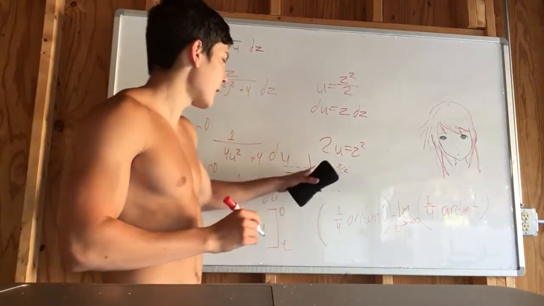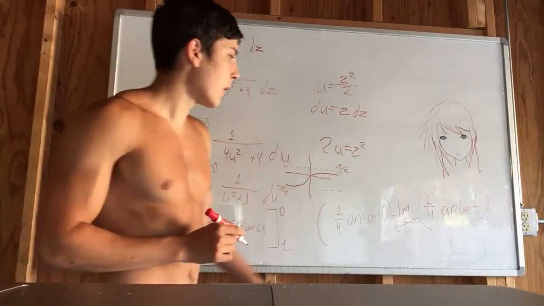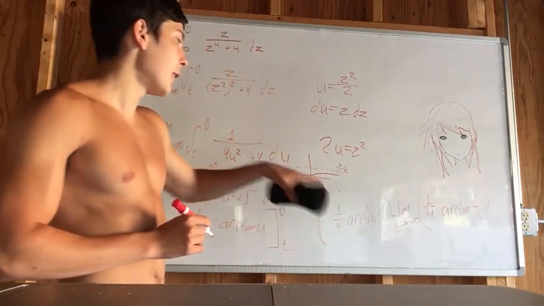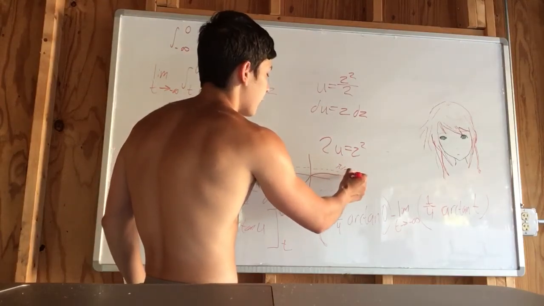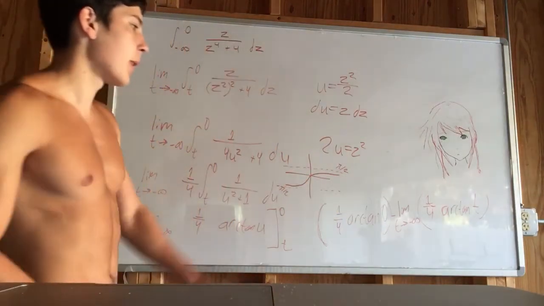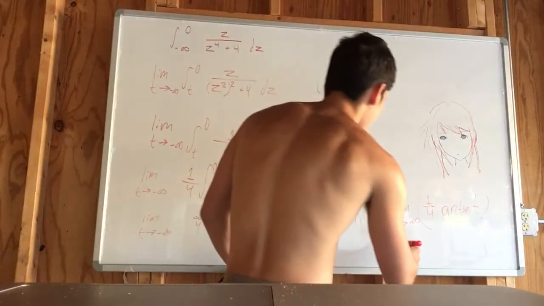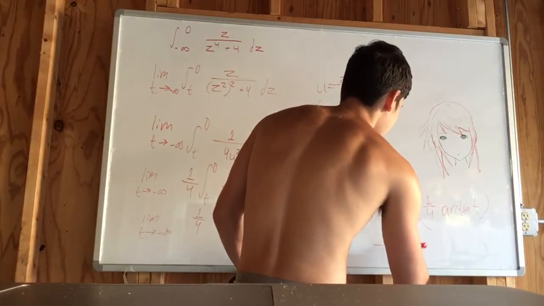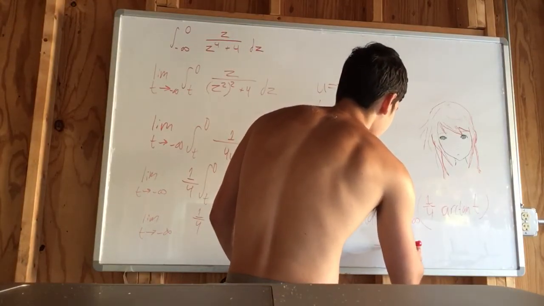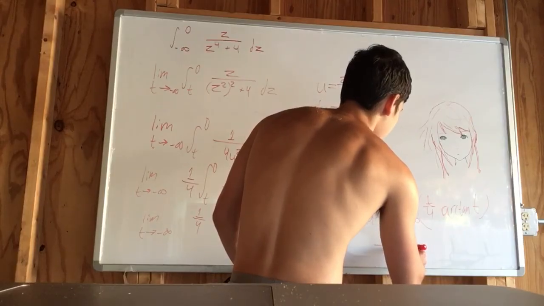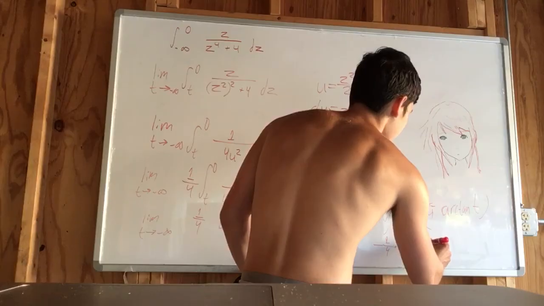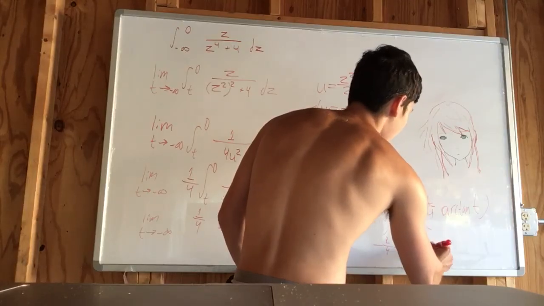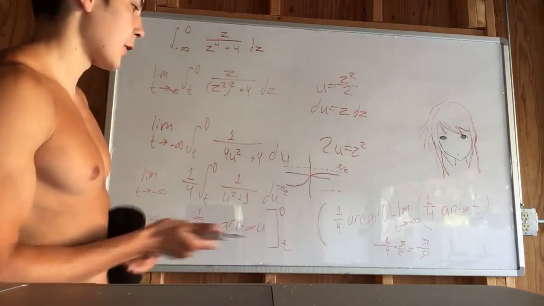So when we plug in 0, we get 0. When we plug in infinity, it just keeps getting closer and closer and closer to pi over 2. So that's what we get here. We're subtracting 1/4 times pi over 2, which gives us negative pi over 8 as our final answer.